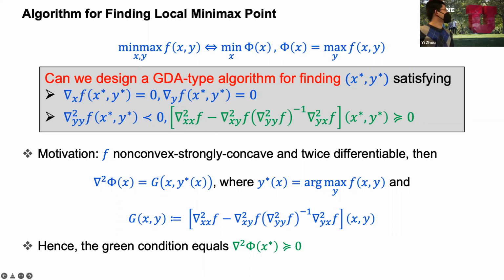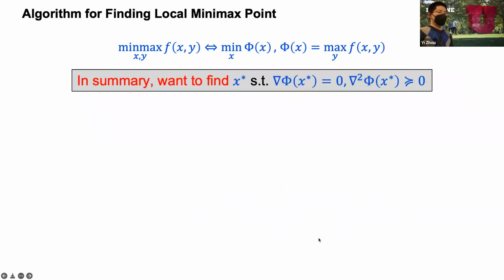So in summary, this complicated green condition turns out to be a very simple condition, which means the Hessian of the phi function is positive semi-definite. And therefore, we can summarize: those conditions of local minimax points are equivalent to these two simple conditions. The first order stationary condition can be shown to be equivalent to the first order stationary condition of the phi function. And then the other second order condition is equivalent to this condition.